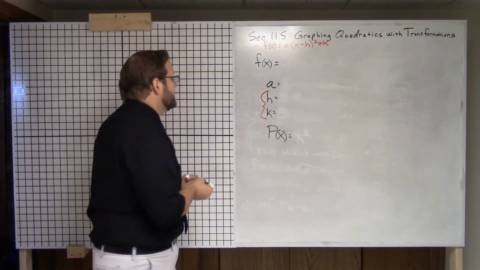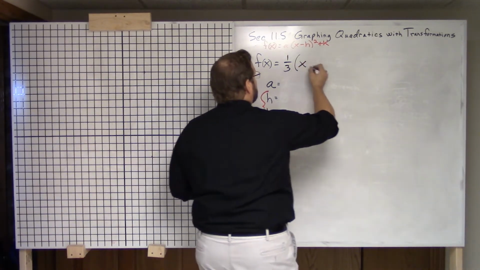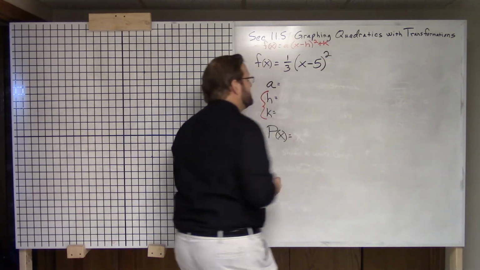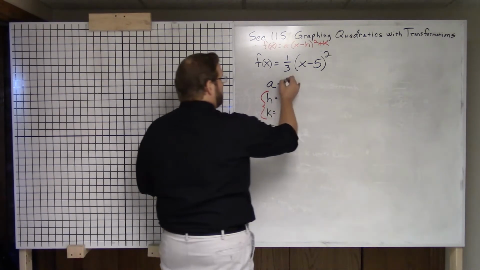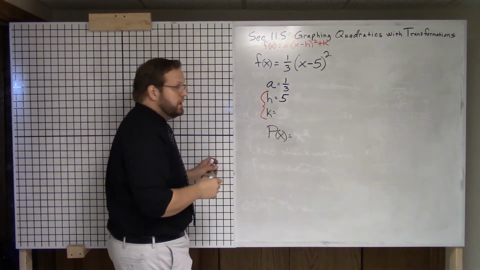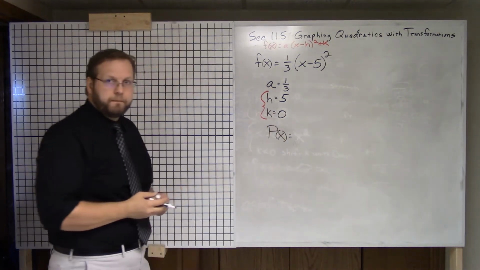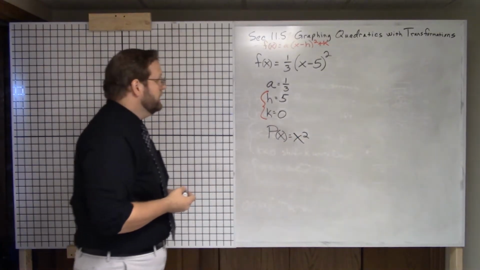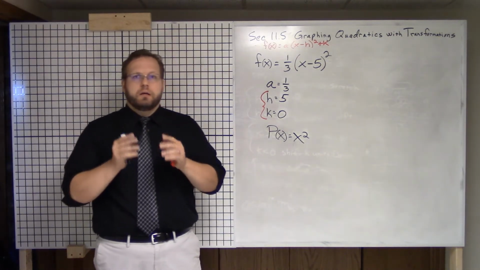Okay, let's say we have this function. So our a value is 1/3. Our h value is with the x, so that's just a 5 in this case. And our k value, there's nothing being added or subtracted, so that's just a 0. Okay? Parent function always x squared. Now that a value of 1/3, okay, it's positive, so there's no flip, okay, but it's a 1/3.